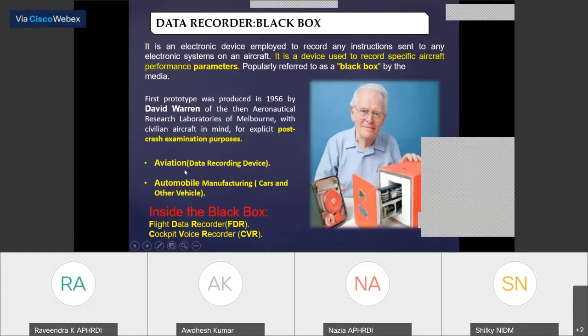So this data recorder is in aviation. People usually know about it in the aviation sector, but nowadays it is also being used in automobile manufacturing too. Inside the black box, generally speaking, you will see the flight data recorder and the cockpit voice data recorder. Because what happened during a disaster is very important to know, to manage a disaster when it is going to happen in the future.